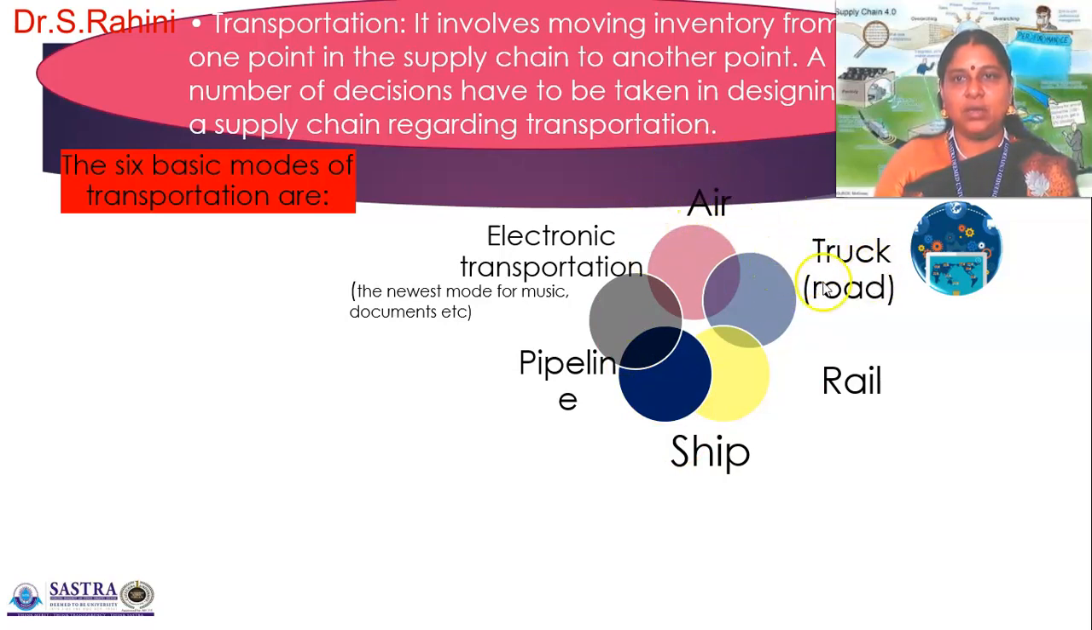One is the airway, another is the trucks on the roadways, the railways, and the shipments and pipelines. Electronic transportation is also the newest mode, for music and document transfers. All those things are in the electronic transportation mode. This is a new area where you have to include it, and the telecommunication and other things, like the latest news information from PTI to the local channel. So all these are the 6 basic modes of transportation available. We will discuss in detail how this affects the supply chain management process.